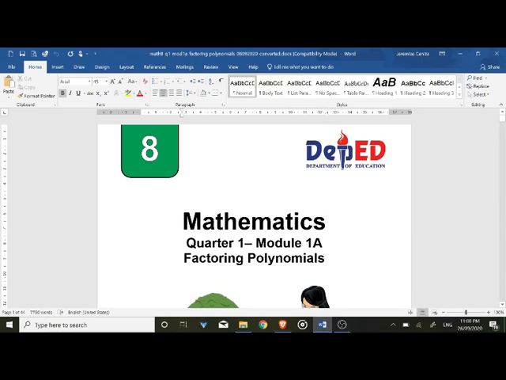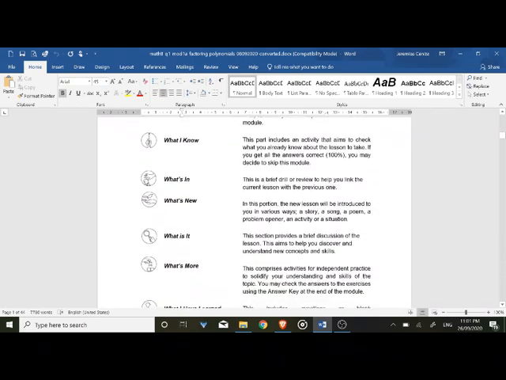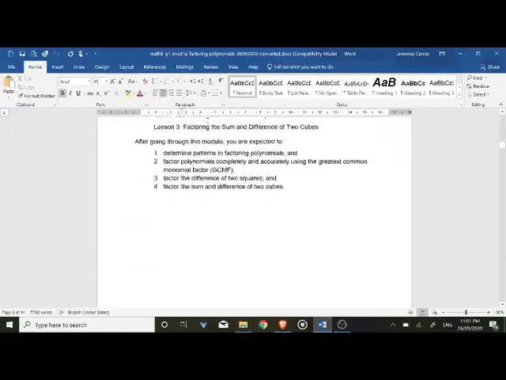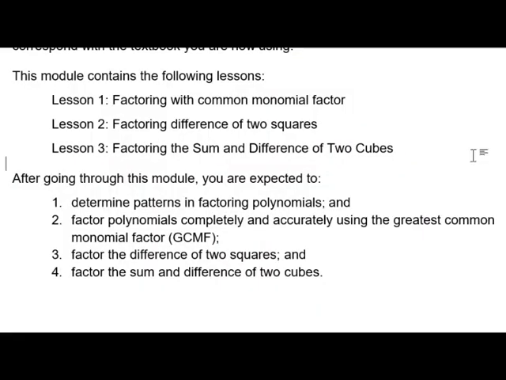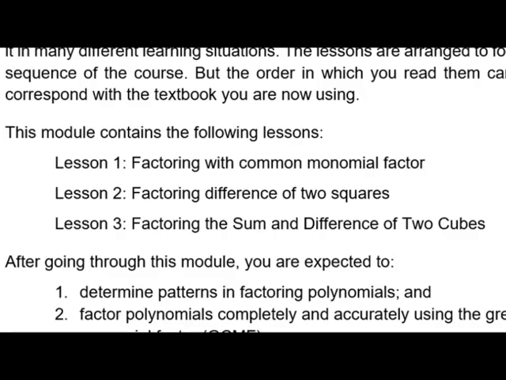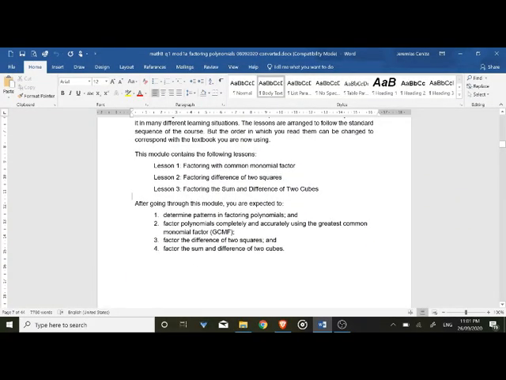Grade 8 students, ngayon ay ipapakita ko sa inyo ang solusyon ng ating activity sa ating Grade 8 Mathematics Quarter 1 Module 1A, Factoring Polynomials. Meron tayong tatlong lessons. We have Lesson 1, Factoring with Common Monomial Factor. Then Lesson 2, Factoring Difference of Two Squares. At Lesson 3, Factoring the Sum and Difference of Two Cubes. So sa video na to, ito muna ang Lesson 1, Factoring with Common Monomial Factor.